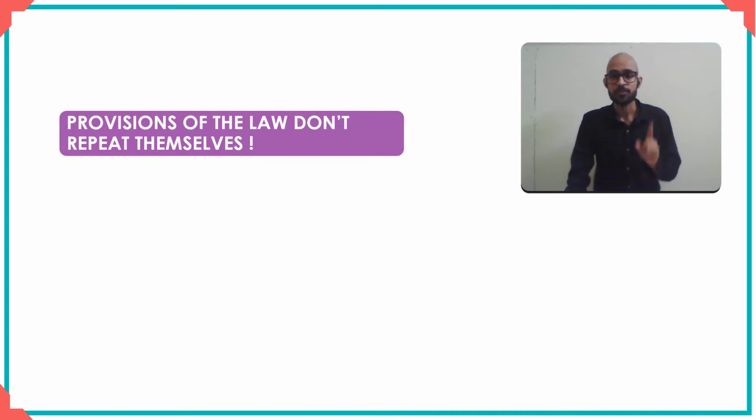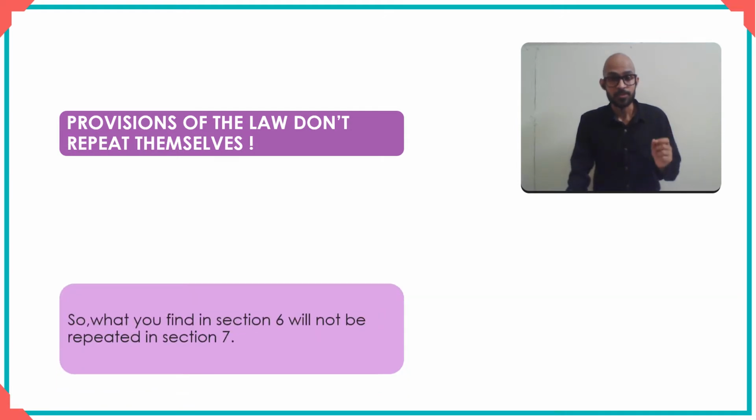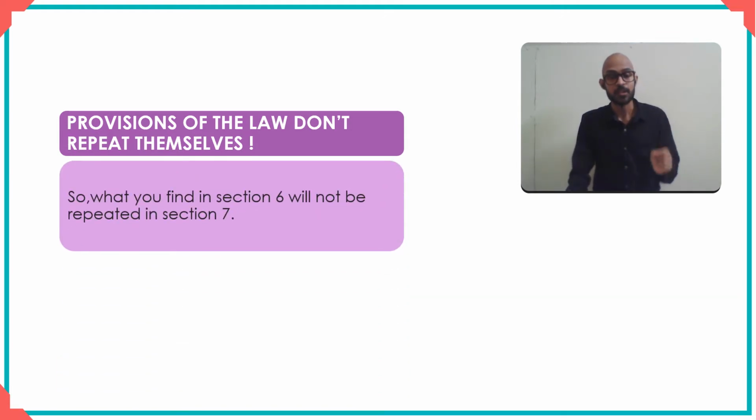Now that you've read section 6, I want you to remember that the provisions of the law seldom repeat themselves because that would be redundant, and the laws are meant to be brief. Therefore, they do not repeat themselves. What does that mean? Something which has been said in section 6 will not be repeated in section 7 because section 6 already takes care of that, right? So section 7 will obviously introduce something new to you.